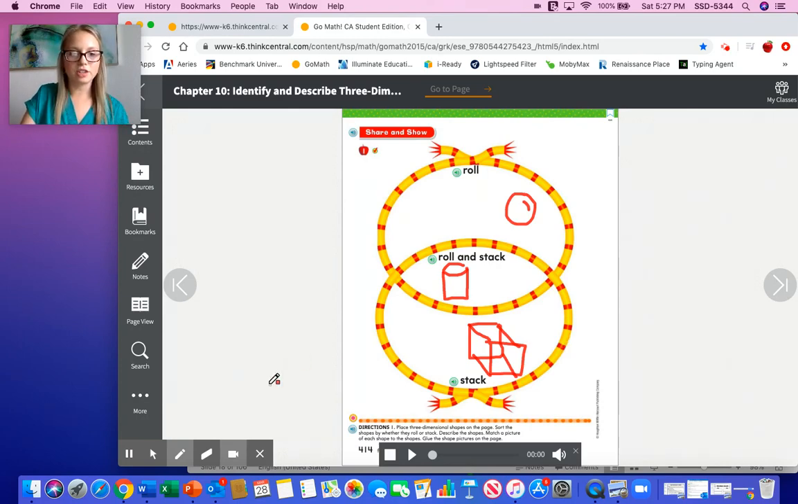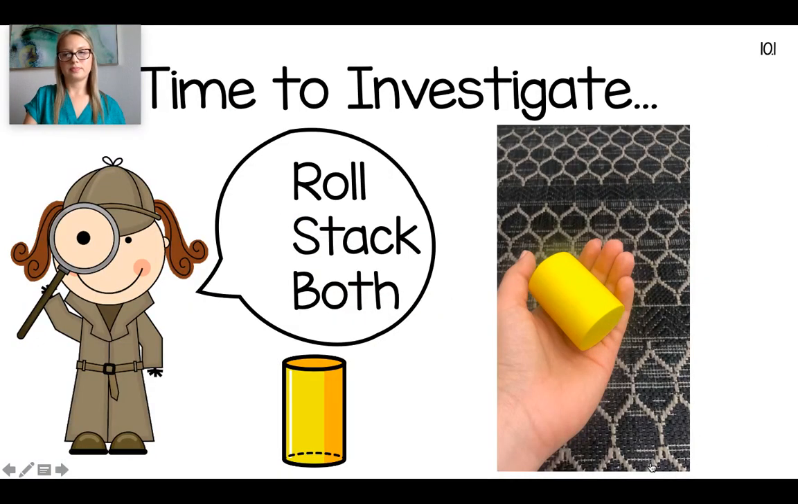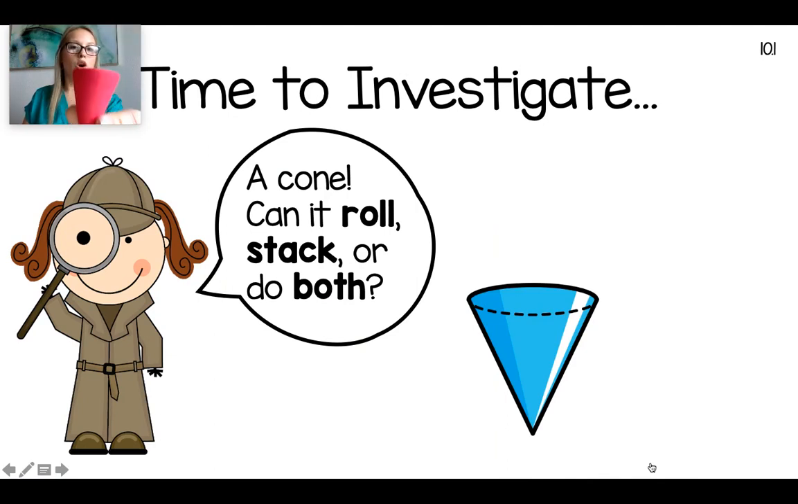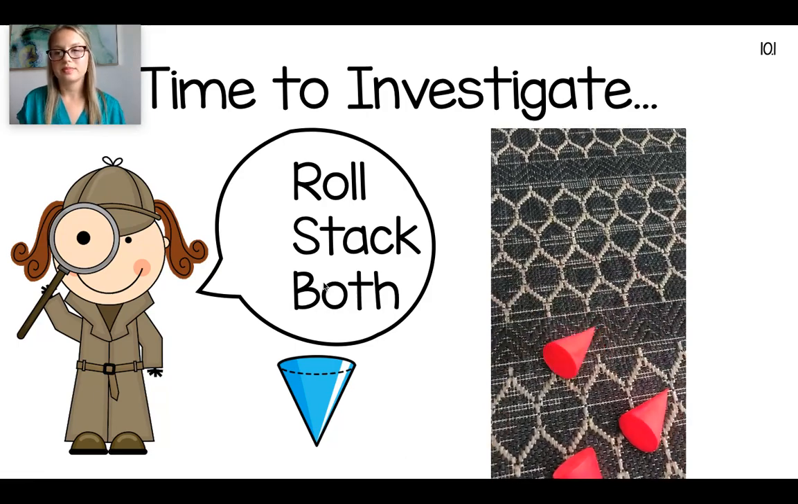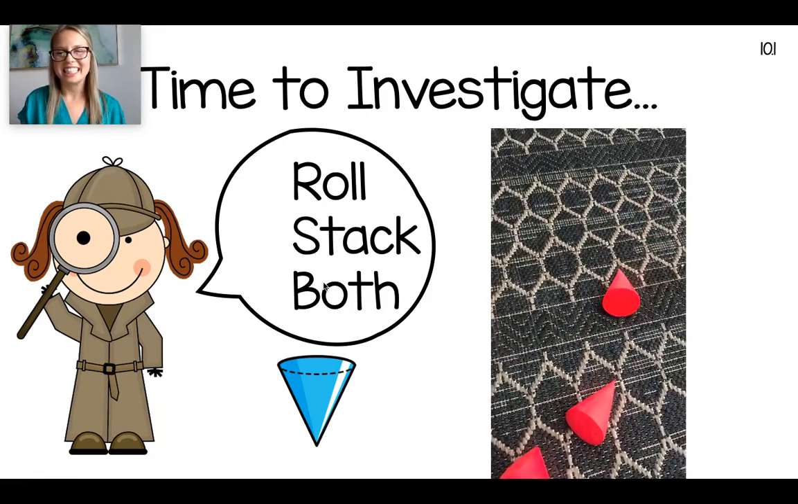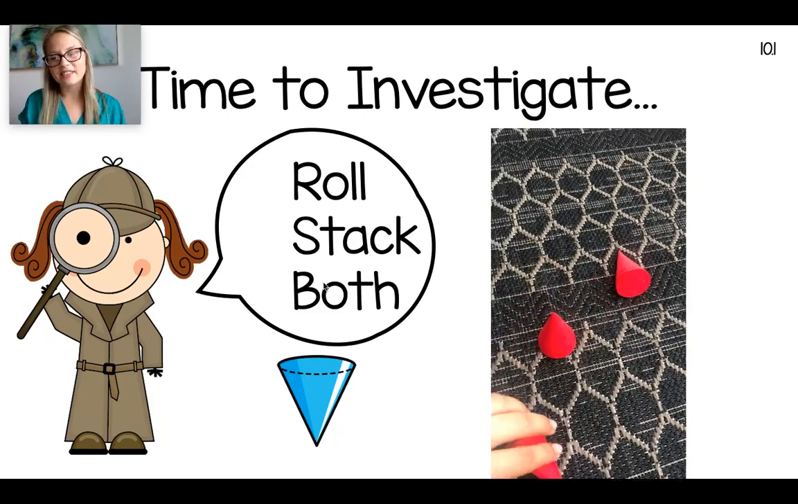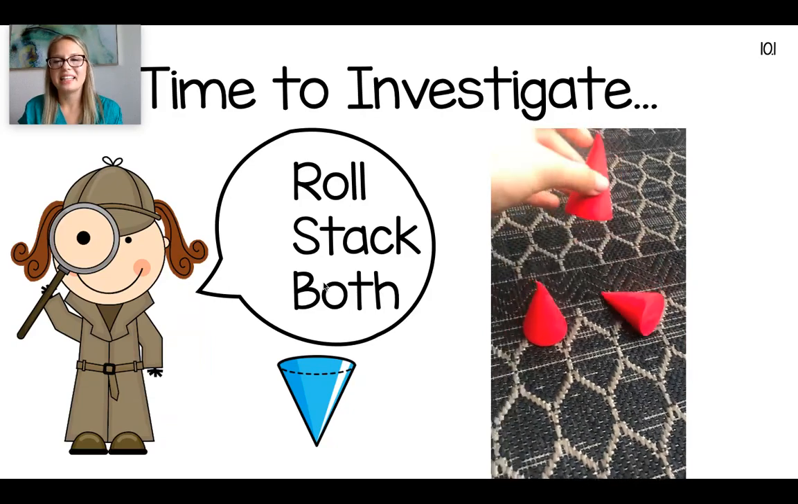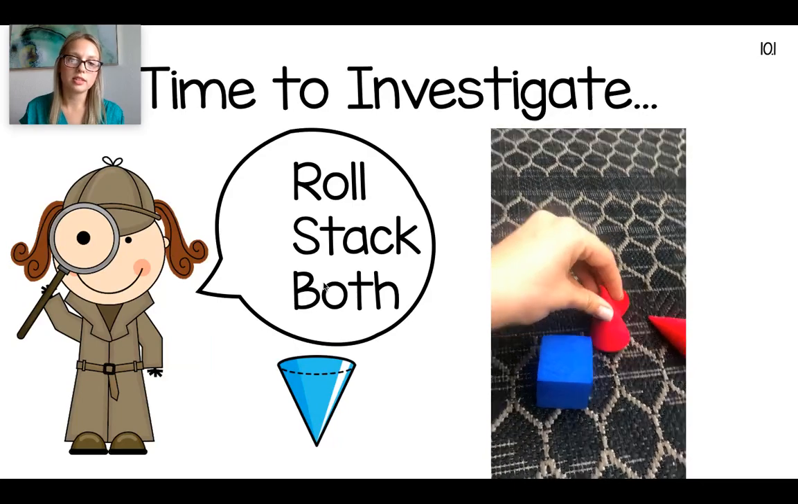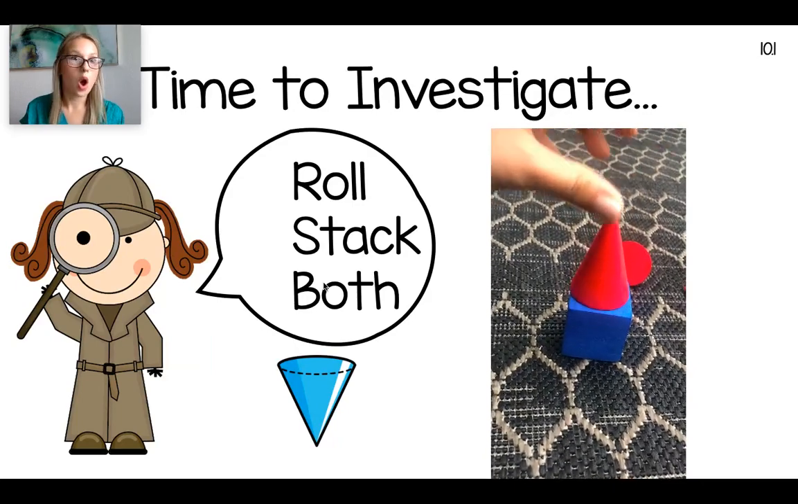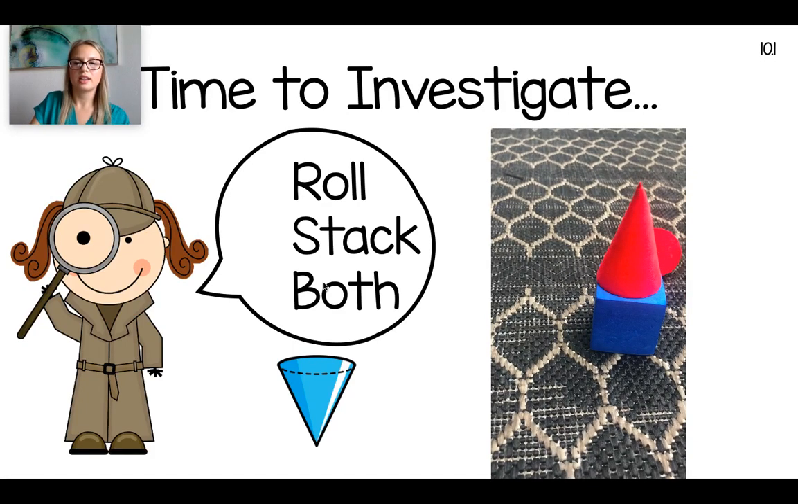Okay, you're doing great. Last shape that we are going to investigate is a cone. It looks like an ice cream cone if you put a big scoop of ice cream, right? Can it roll, stack, or do both? Let's find out. Can it roll? I don't think so. See if it can stack. Not quite like that, huh? Wonder if we put another shape. Let's try with this. Can we stack on top? It can stack.